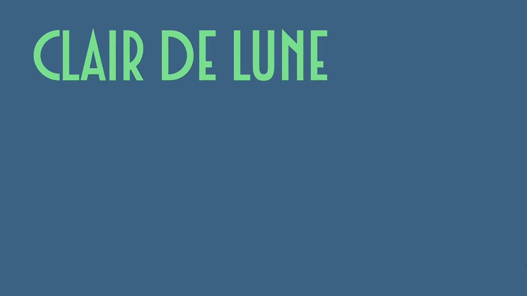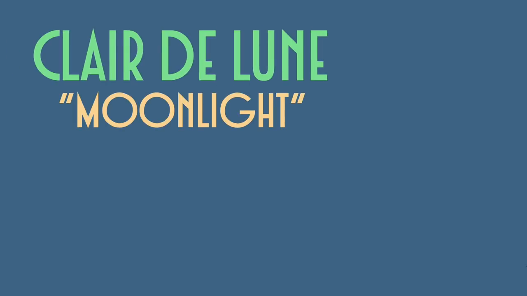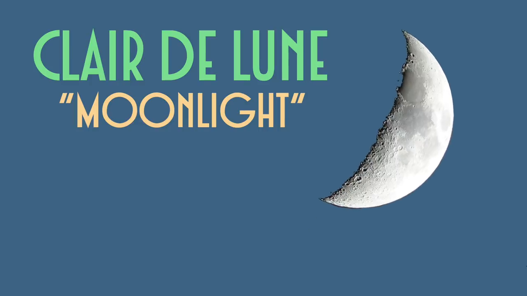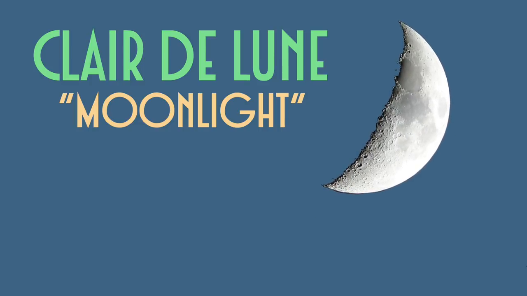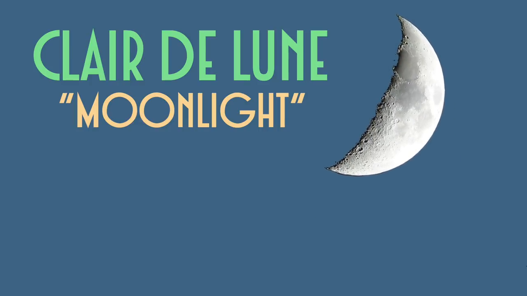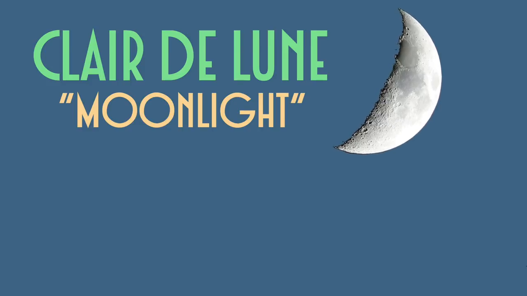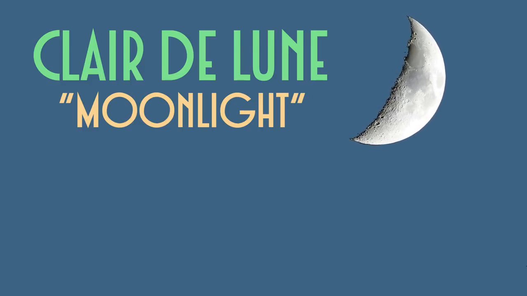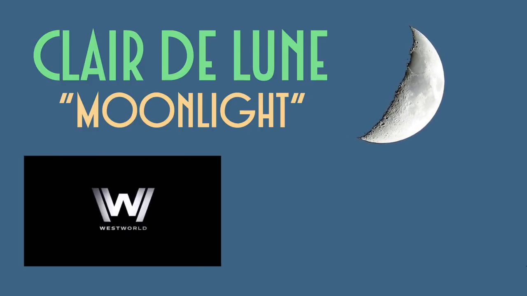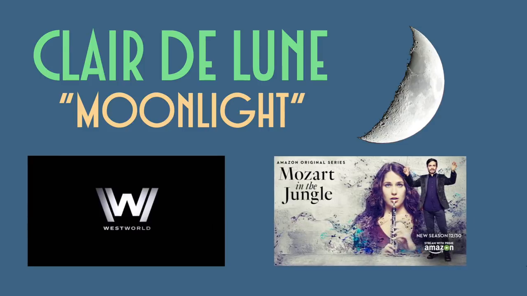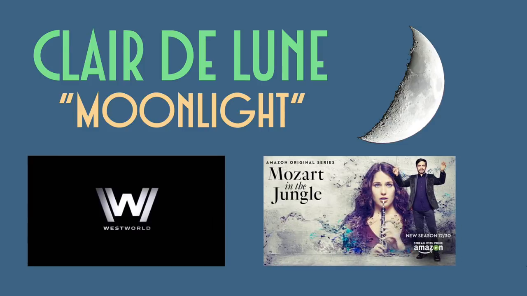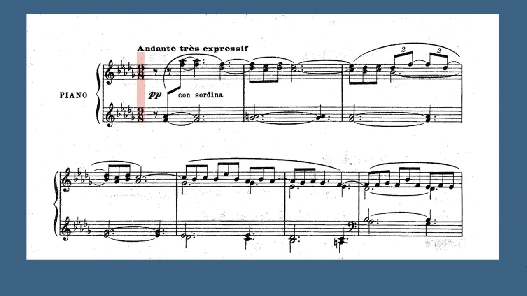Clair de Lune translates to Moonlight, and it's one of Debussy's most famous works. Not only has it been popular among classical music performers, but it's also been used in many pop culture movies and television shows. More recently, it's been heard on HBO's Westworld and Amazon Studios' Mozart in the Jungle. You've probably heard it before, but in case you haven't, here's what the intro sounds like.